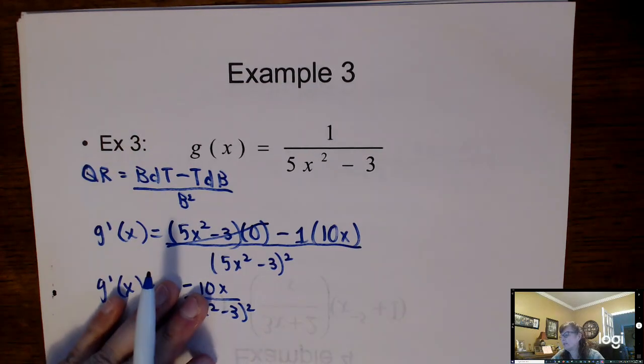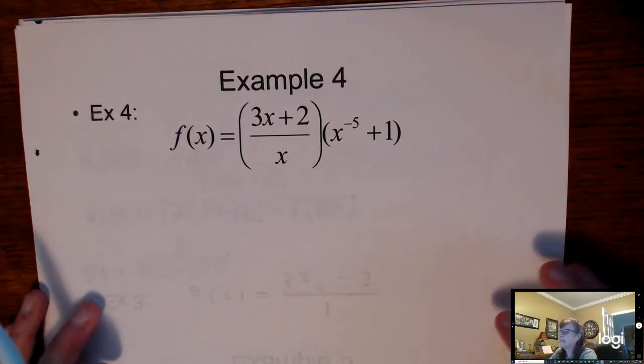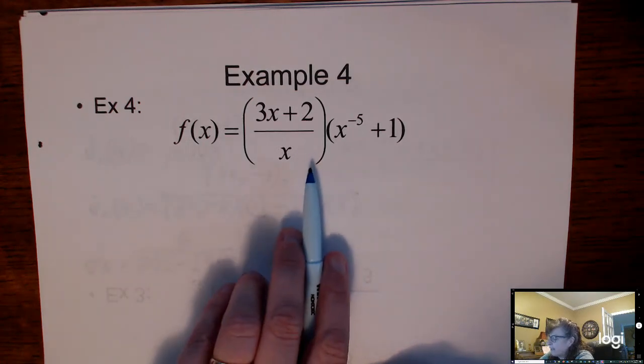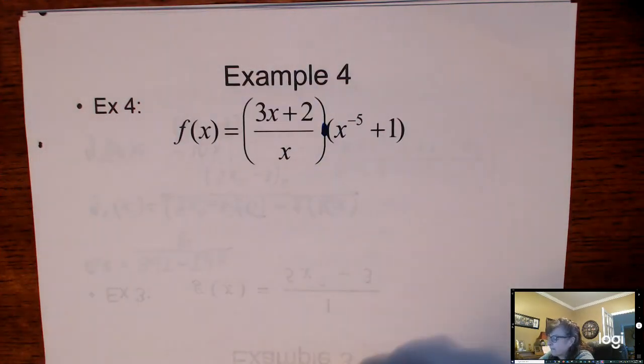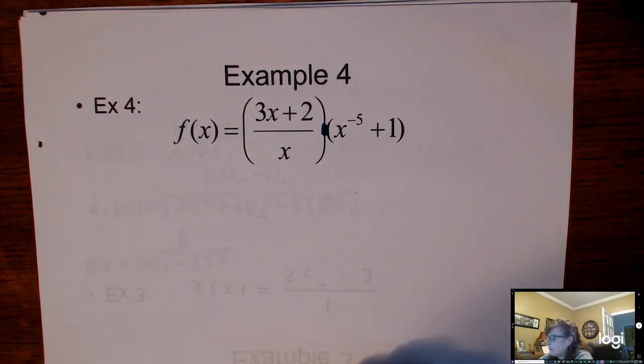All right, let's look at some more complicated ones like this one. So this one, you've got a product and you have a quotient. So you have to decide what to do first. So you're going to have the product rule in this, and you're going to have the quotient rule in this, but you have to figure out, is this a quotient rule that you start with, or is it a product rule that you start with?